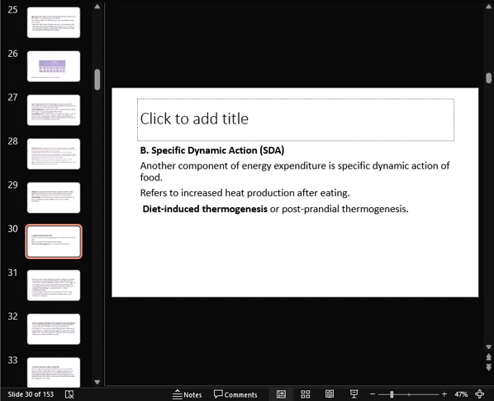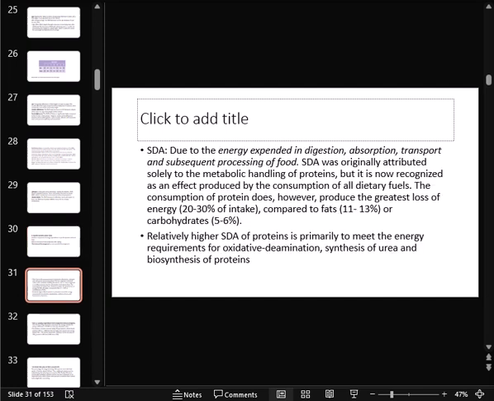So diet-induced or postprandial. This SDA is believed to be due to energy expended in the digestion, absorption, transport, and subsequent processing of the food. Originally it only referred to the handling of proteins, but it has now been extended as an effect produced by the consumption of all dietary fuels.